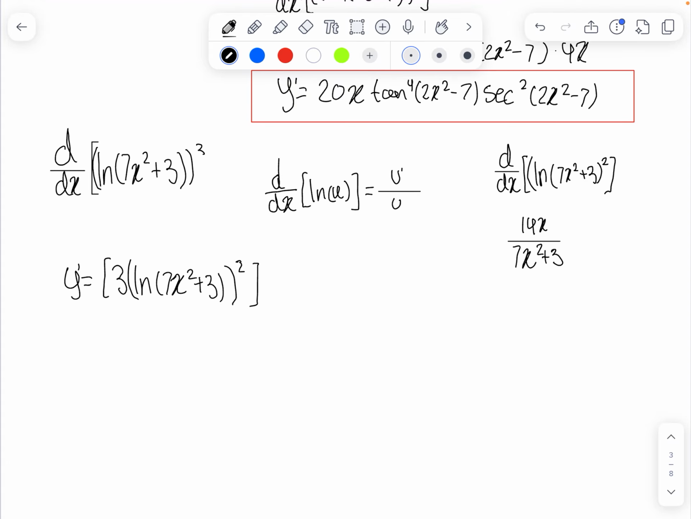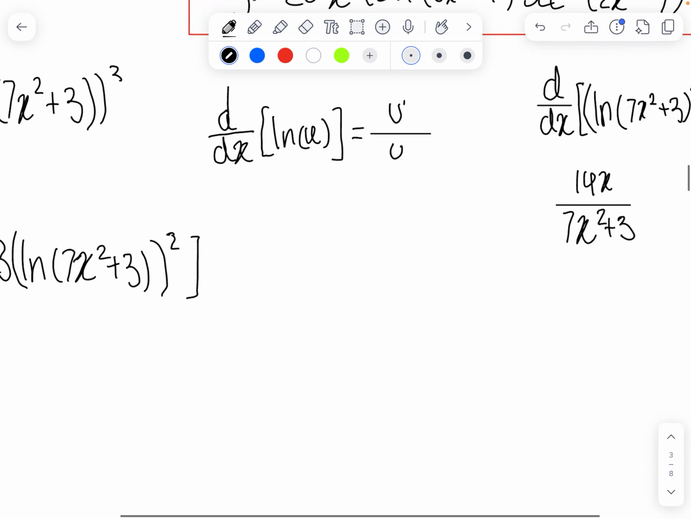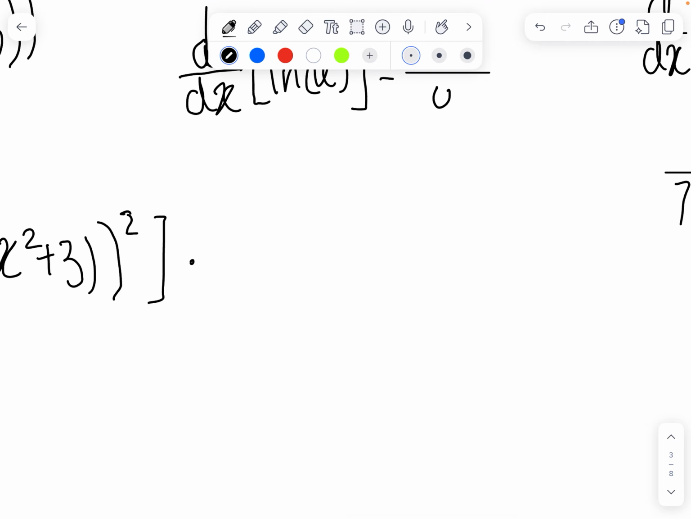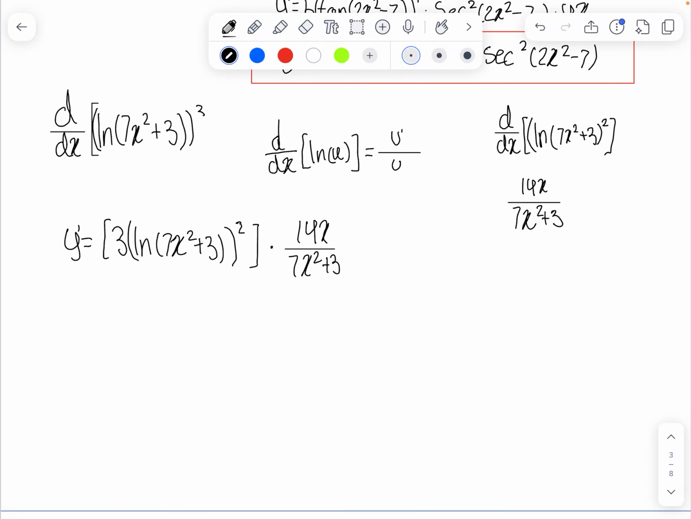Okay, so in that we did another question basically. So that's multiplied by 14x over 7x squared plus 3. Okay, now that we have that, we can start solving.